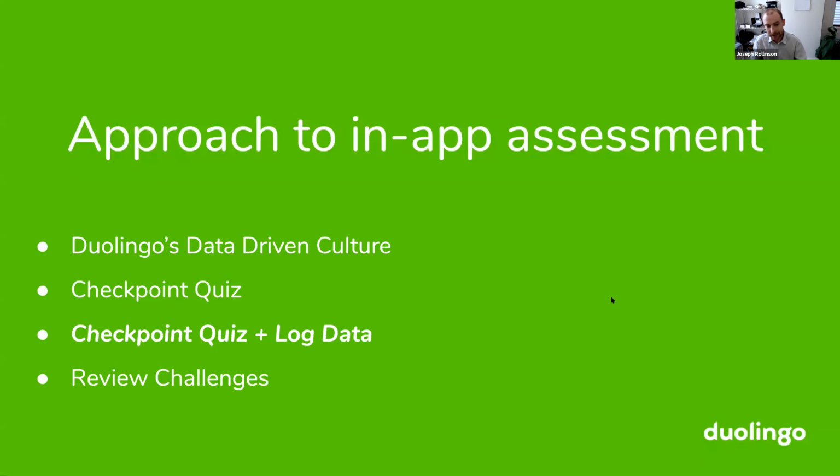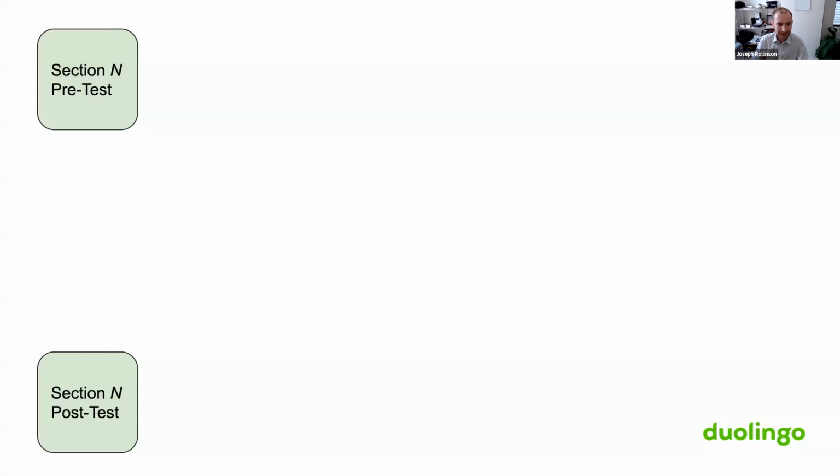But now things get interesting because the main point of this talk is talking about log data. We haven't really done that yet, so we better have. So we're going to talk a little bit about how we use the checkpoint quiz with the log data that we collect. You can imagine, in a sense, that the pre-test and post-test for a section act as bookends for a user's experience on the platform, or a section of time that they're using the platform. And so what we can do is look at all of the activity that a user does between the pre-test and the post-test.